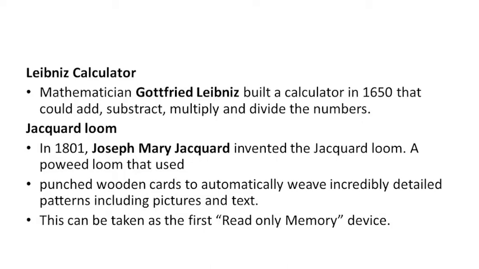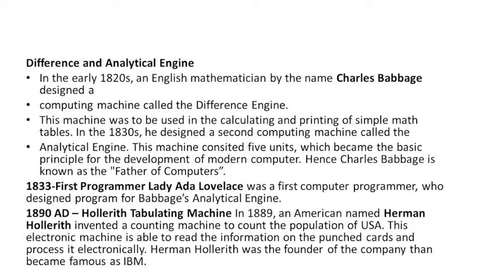Jacquard loom. In 1801, Joseph Marie Jacquard invented the Jacquard loom, a powered loom that used punched wooden cards to automatically weave incredibly detailed patterns including pictures and text. This can be taken as the first read-only memory device.